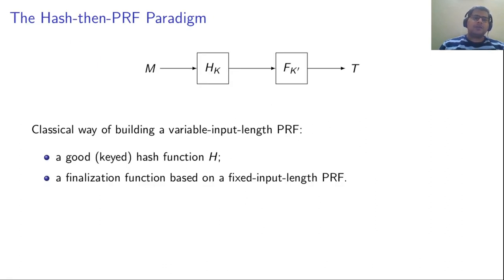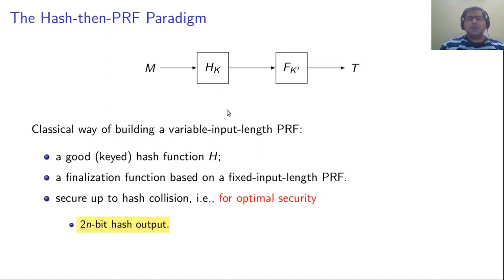Most of the PRF constructions are actually based on this classical paradigm called the hash then PRF paradigm. So this is a very classical way of building a variable input length PRF, where we have two components: a hash function h, which is required to be universal. By universal I mean that the output should collide with very low probability, given that the inputs are distinct, and the assumption is that this key k is chosen uniformly at random. And there is a finalization function f, which is a fixed input length PRF. What has been shown is that this construction is secure up to hash collision. So the security is bounded by the universal property of the hash function h.